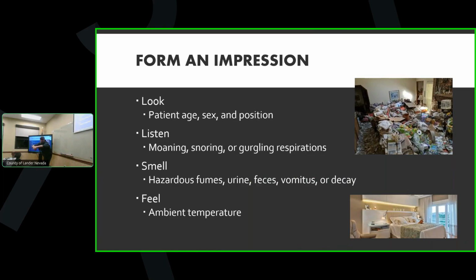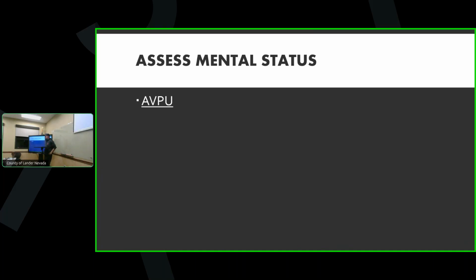And then we want to feel ambient temperature, that can lead you to what's going on with the patient too. So heat strokes, hypothermia, even in a house. Older patients have a hard time regulating their internal body temperature. So if they're laying on a cold floor for a long time, chances are their internal body temp is pretty chilly. So these are things you take note of. Obviously, if it's blistering hot outside, you're gonna know before you even get there.